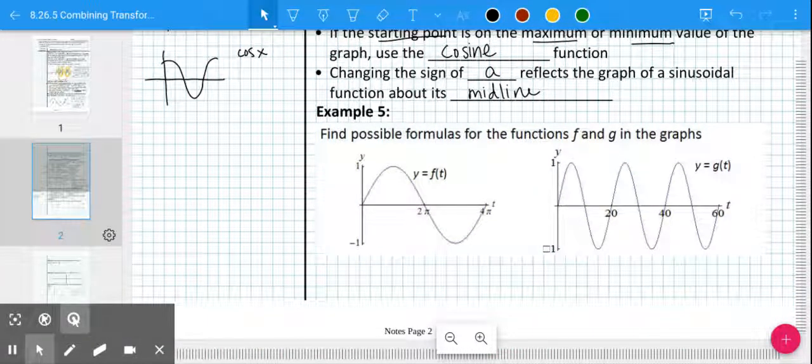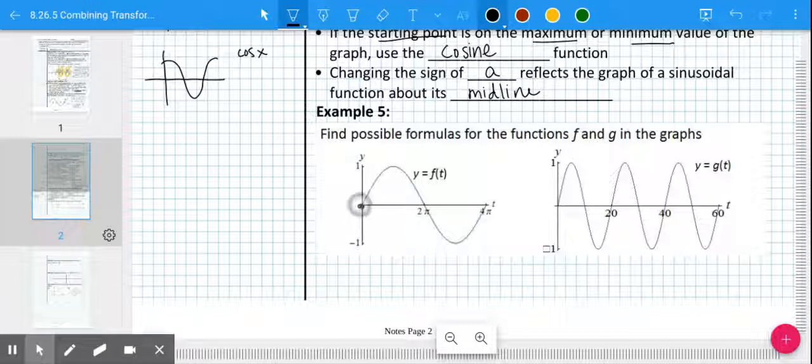In this first function, I see it starts on the midline. So I'm going to do this with a sine function. So I'm going to go ahead and write a sine function.